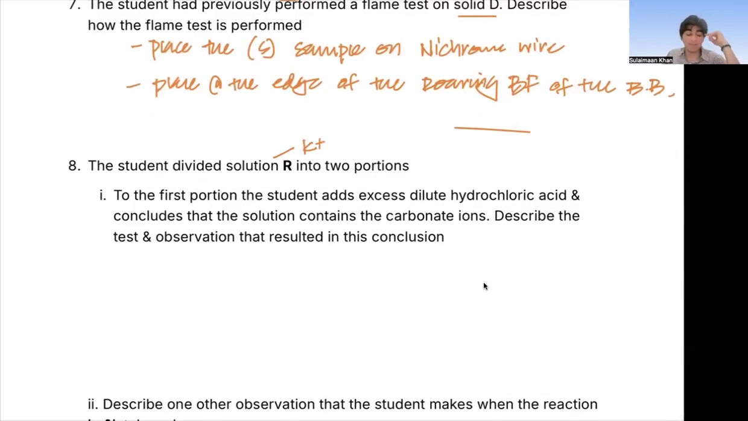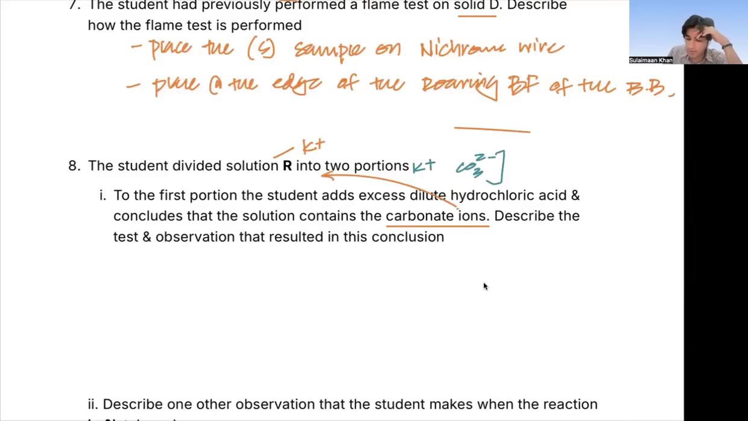अब हम negative ion शायद ढूंढने जा रहे हैं. To the first portion the student adds excess dilute hydrochloric acid and concludes that the solution contains carbonate ions. So if it contains carbonate ions, इसका मतलब क्या है कि solution R was basically what? Solution R was potassium ion and carbonate ion.